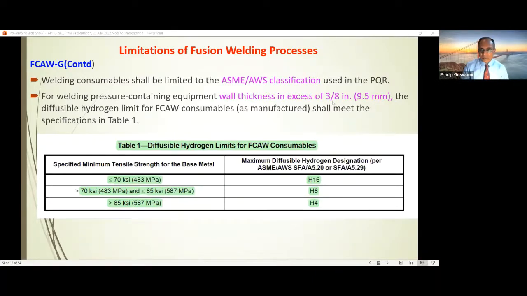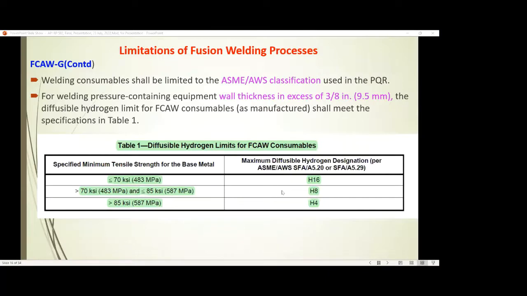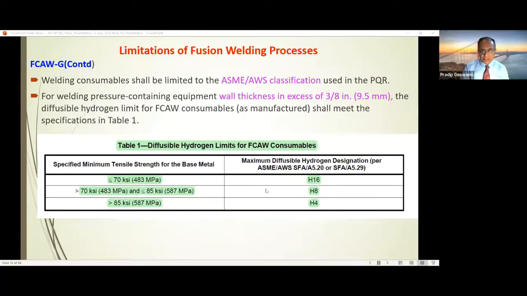And for pressure containing equipment where the wall thickness exceeds 3/8 of an inch, the diffusible hydrogen content shall be as specified. You see here that basically H4, H8, H16, these are very common. H4 and H8 are generally, I would say, the criteria which are sought after by all the fabricators as well as the designers for boiler pressure vessels involved in the oil and gas industry.